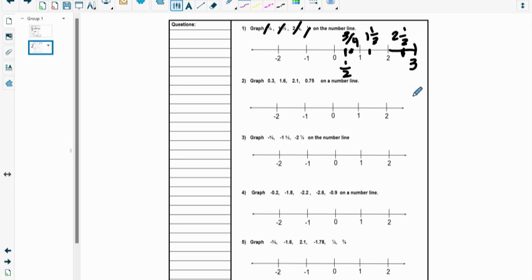So let's think about 0.3. It would be closer to 0 than 1. It would be like right around here because if we counted by tenths, it would be 3/10. So this would be right about where 0.3 is. 1.6 would be a little bit over half, between 1 and 2. 2.1 would just be a little bit after 2. 0.75. Well, we've got 0.3. 0.75 is more than double that. It's closer to 1. So I would put that right about here. 0.75.